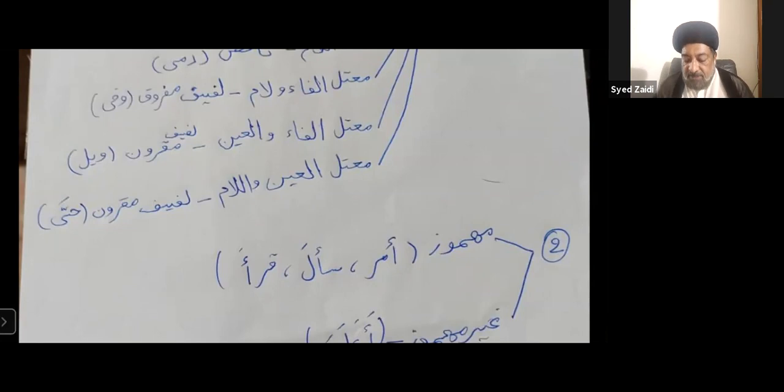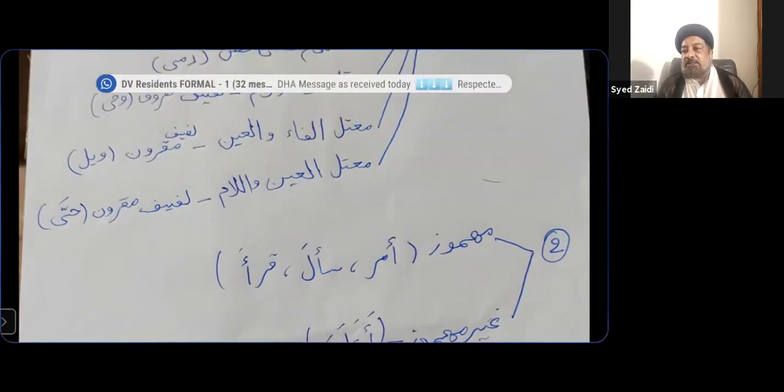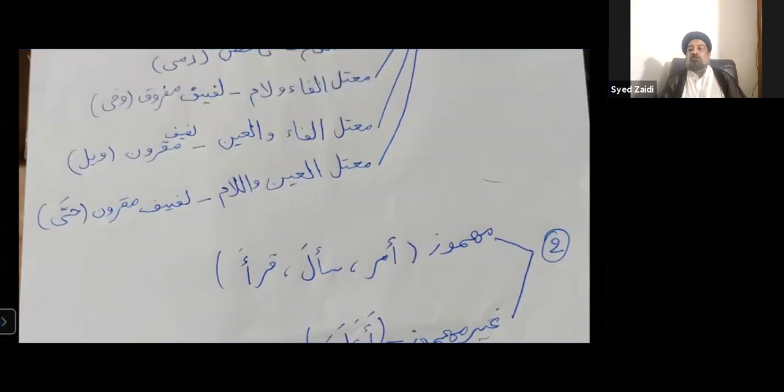Now the second category is that the word is either mahmuz or ghayr mahmuz. Mahmuz is obviously ism-e maf'ul, from the word hamza. As you can understand, it is a word that consists of hamza. If you find any word where one of the root letters is hamza, then that word is called mahmuz. For example, the word amara. As you can see, in amara, the first letter is hamza. Any word that has hamza in it is called mahmuz. Therefore, it's called mahmuz. It's as simple as that, right?